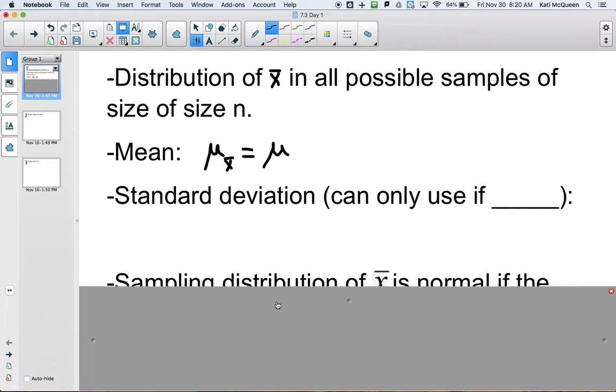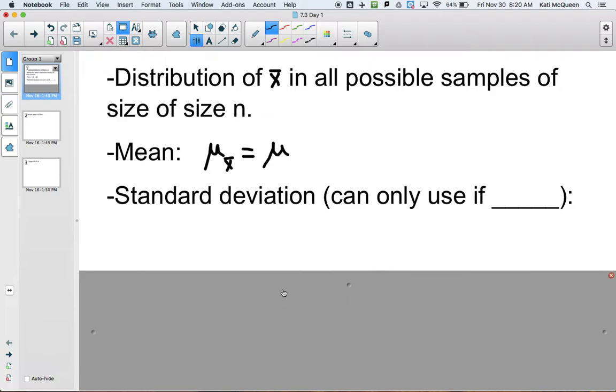The standard deviation then, just like for proportions, has some stipulations. This we can only use if 10 times our sample size is less than or equal to our population. So again, little n is sample size, big N is population size. And our formula is that sigma sub x bar, the standard deviation of all of those x bars together, is equal to the standard deviation of the population over the square root of n. These are actually both on your formula sheet as well, but you do need to know when that can be used.